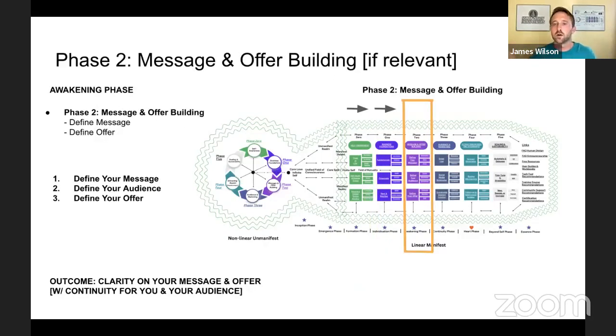Phase 2, notice the emphasis on if it's relevant here. If it's dialed in and your message and offer are good, we can skip that and get right to the heart of what it is you want to talk about that's most important for you. But in this phase: defining your message, defining your audience, who's your ideal client, and then defining your offer. Do all three of those match seamlessly together?